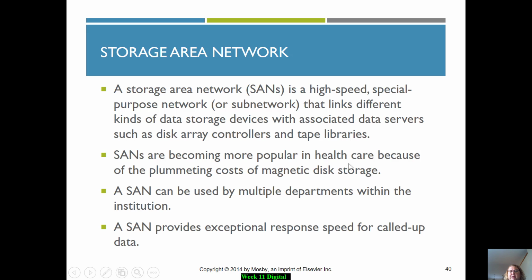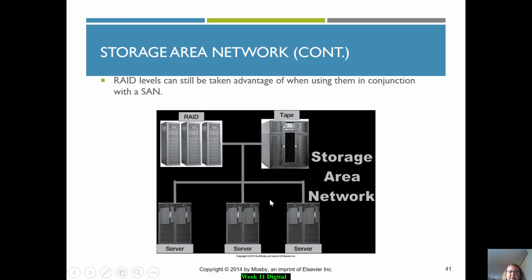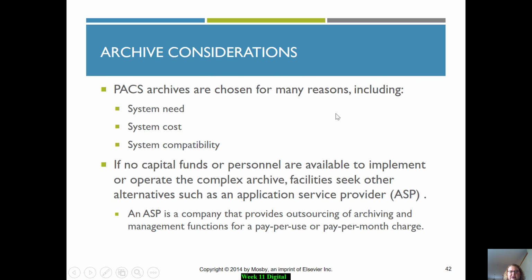So these became very popular in healthcare because they were cheap and stored more information. So you can still take advantage of them when they're used in conjunction with a SAN. The PACS archives are chosen more for these reasons of need, cost, and compatibility.